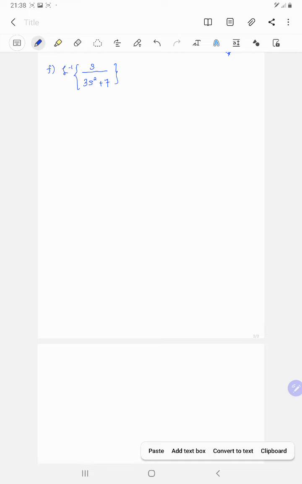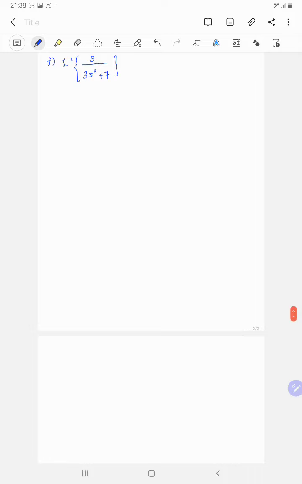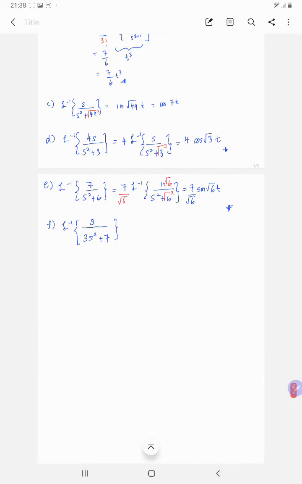So you must then look at the upper. Check the upper. If the upper is s, there is s, so it must be cos. Okay, so this is actually cos, but now the coefficient to s squared is not 1. There is a constant 3. So how? So you must factorize that 3 first.